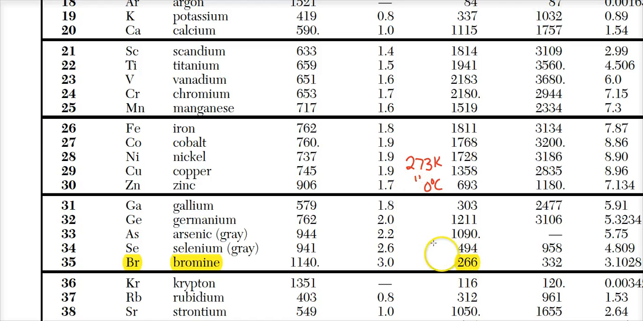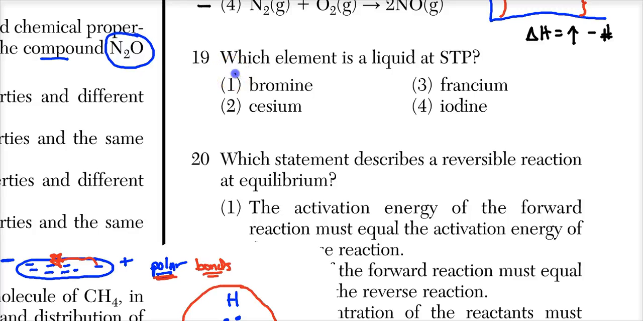Well, if the melting point is 266 and the air temperature is 273, anytime the air temperature is above the melting point, guess what? It melts. So that tells you, because 266 is under 273, bromine is a liquid. So another place to get information is the unheralded Table S. So bromine is a non-metallic liquid, and choice 1 is the answer.